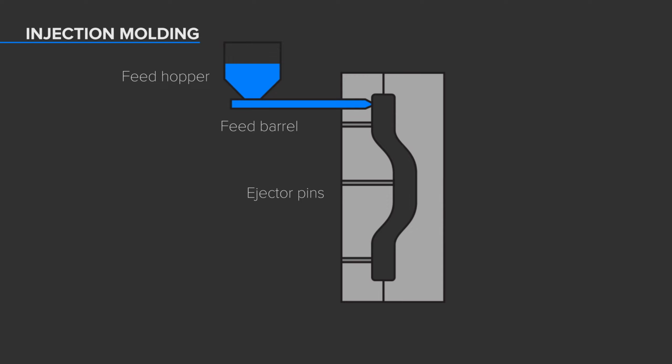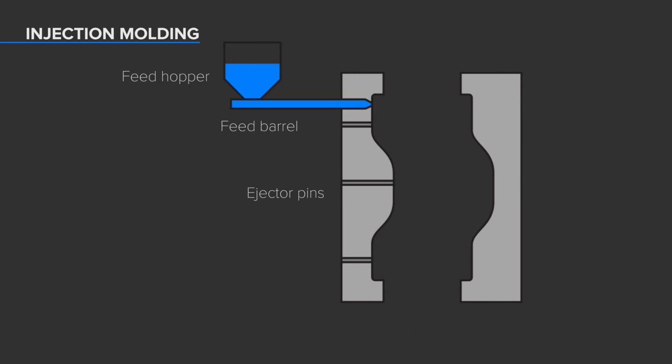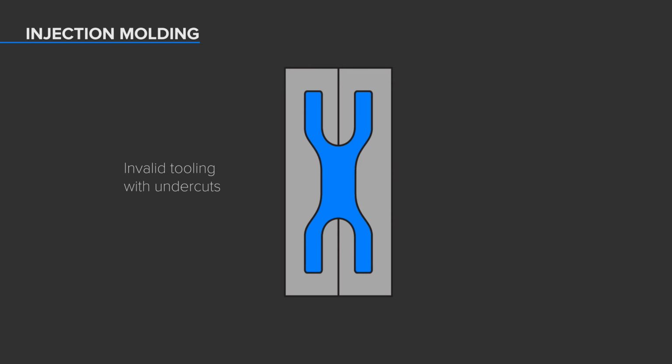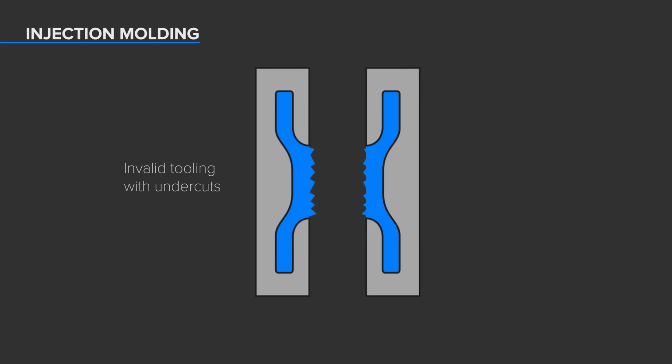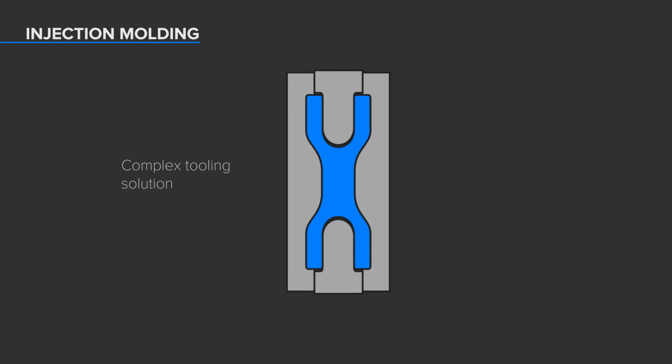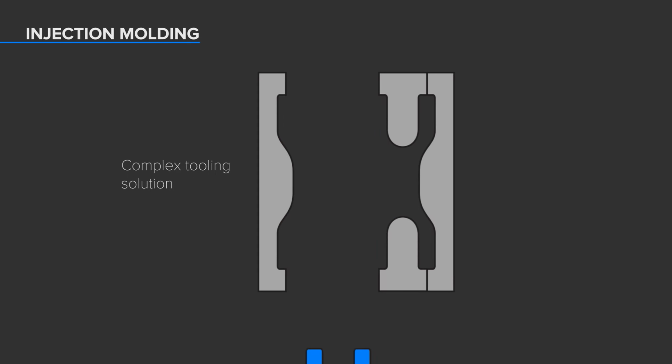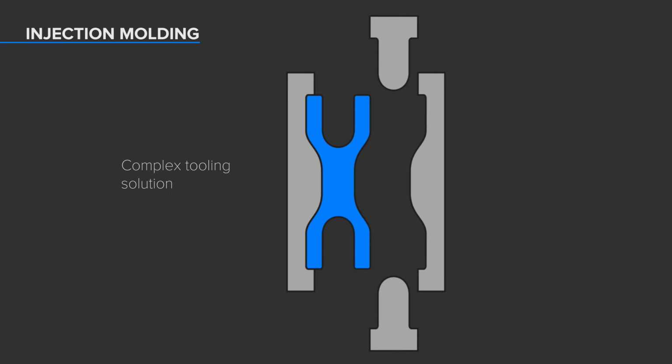Injection molding comes with some specific constraints though. In general, you can't have undercuts with an injected molded part. If you do, the mold will not be able to separate and you wouldn't be able to get the part out of the mold. The way around this is to make a more complex mold or to separate your single part into smaller subparts that will need to be assembled later.